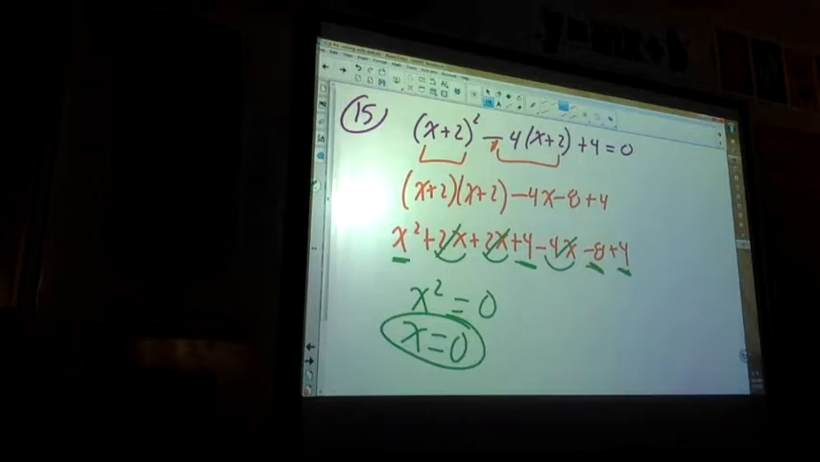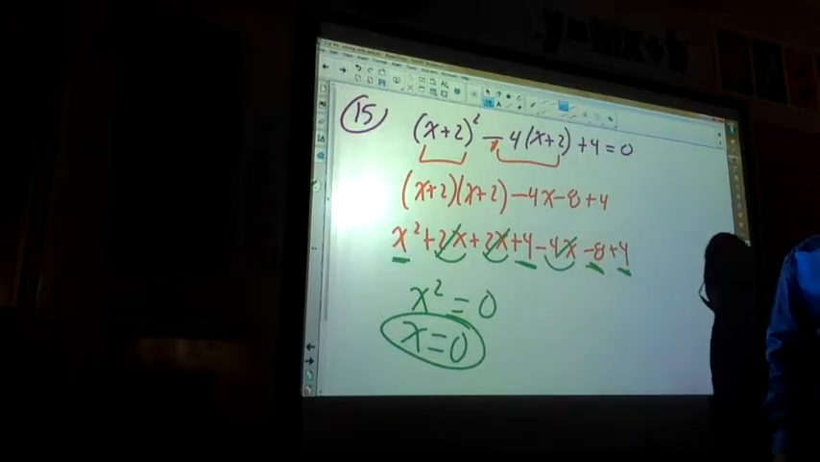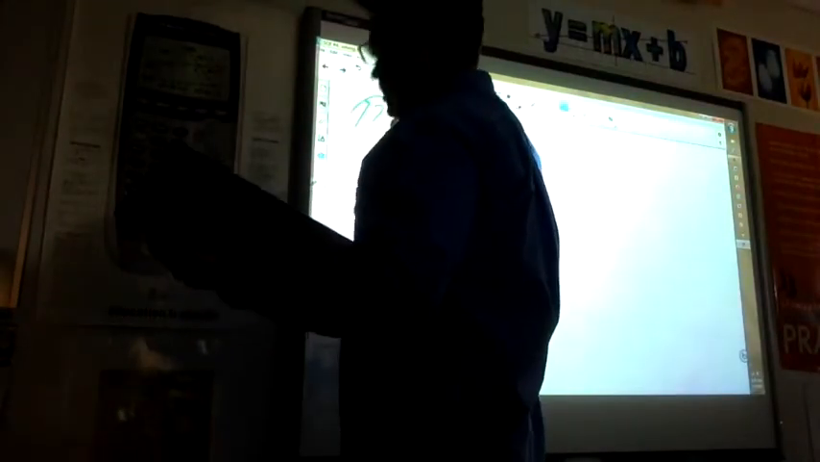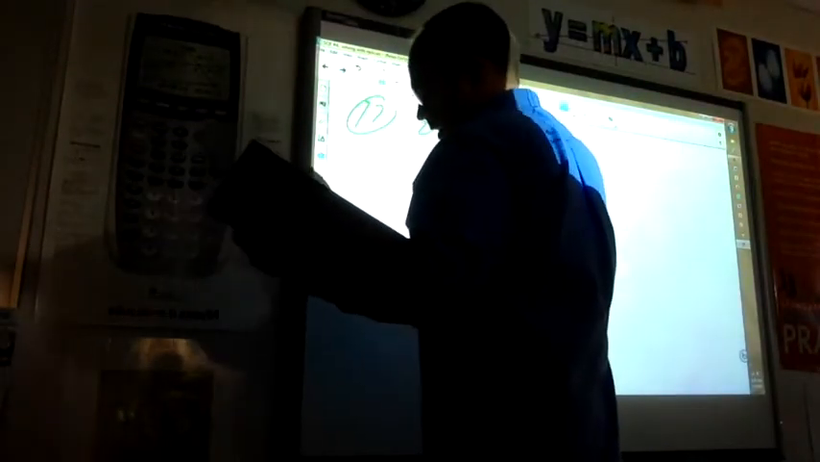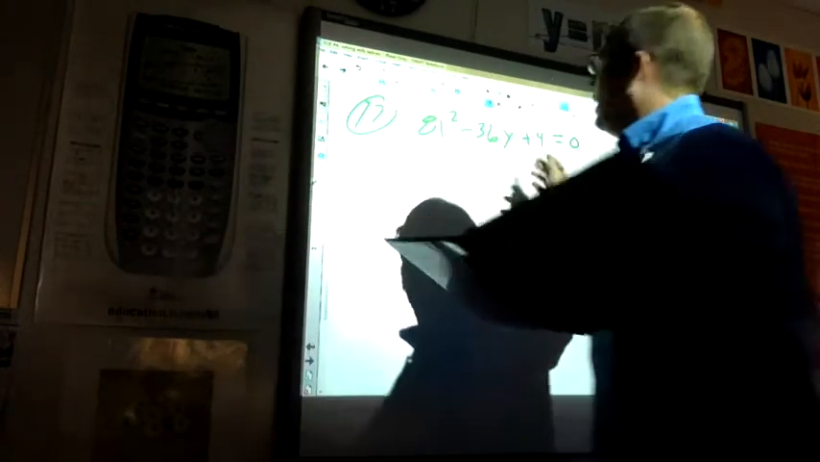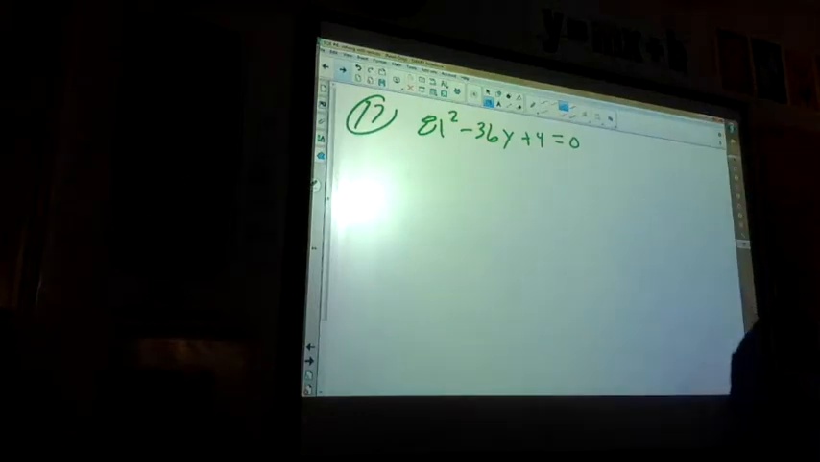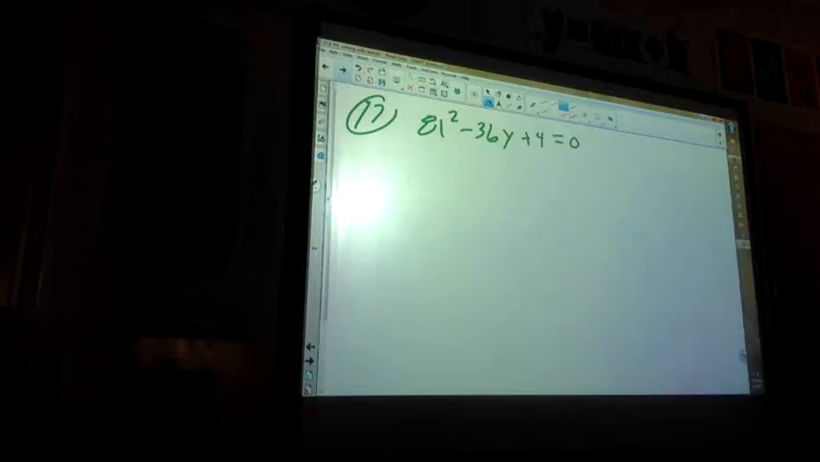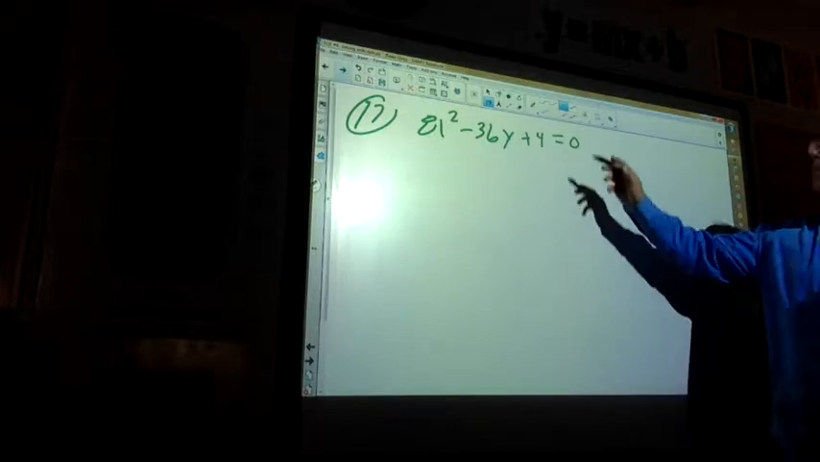17. 81y squared minus 36y plus 4. That's a great one to ask about. Okay, number 17. 81y squared minus 36y plus 4 equals 0. It doesn't appear to have a greatest common factor in there, does it? Nope. So if you tried factoring it our traditional way, you'd go 4 times 81, which is 324. Okay, let's do all the factors of 324 that would both be negative and add up to 36. So that might be one way to do it.